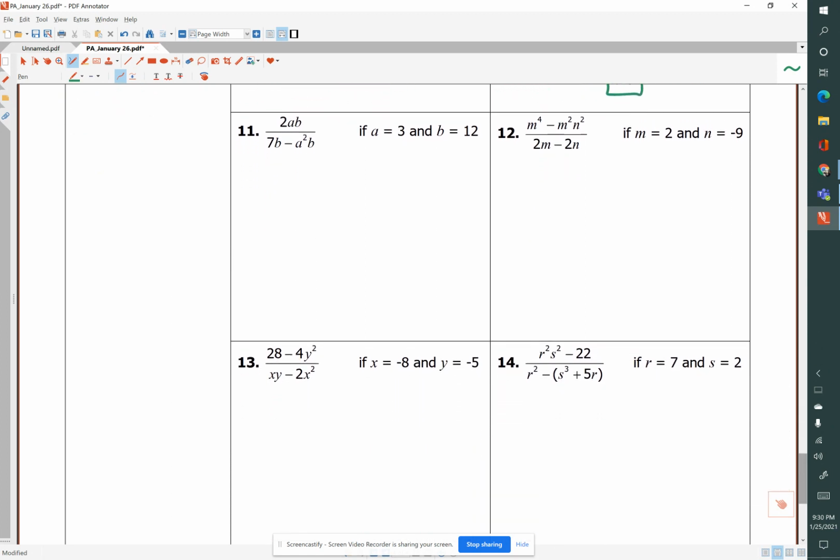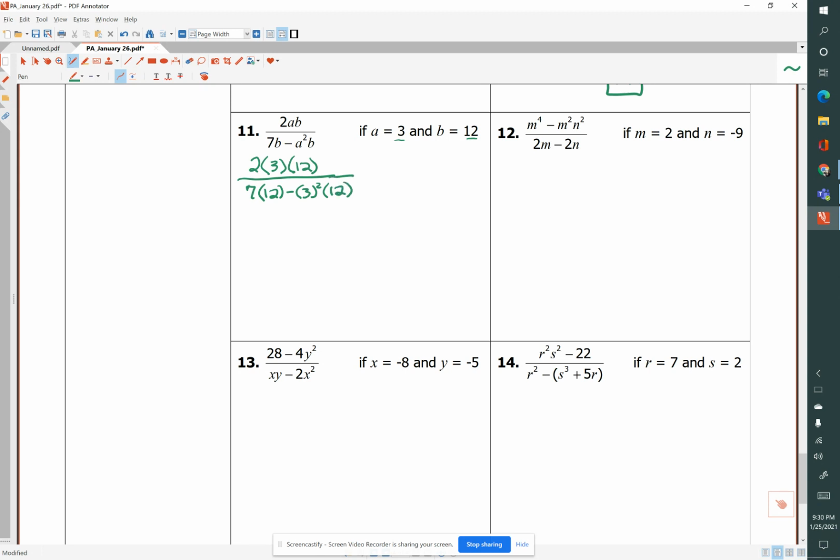So only 6 more problems left. Number 11 is a division problem, 2ab divided by 7b minus a squared b, if a equals 3 and b equals 12. So try some of these on your own and come back to the video and see how you did. So I'm going to make the substitution: 2 times a b divided by 7b minus a, which is squared, times b.